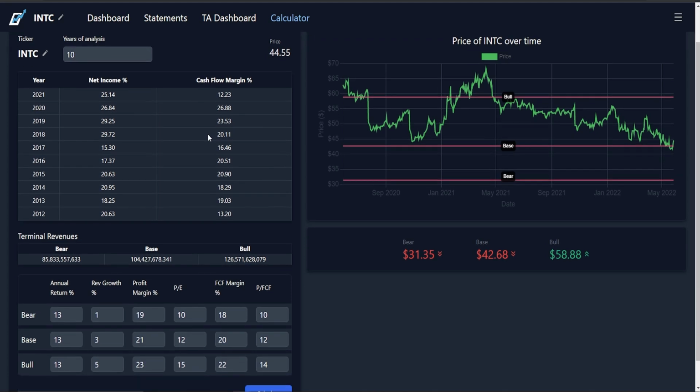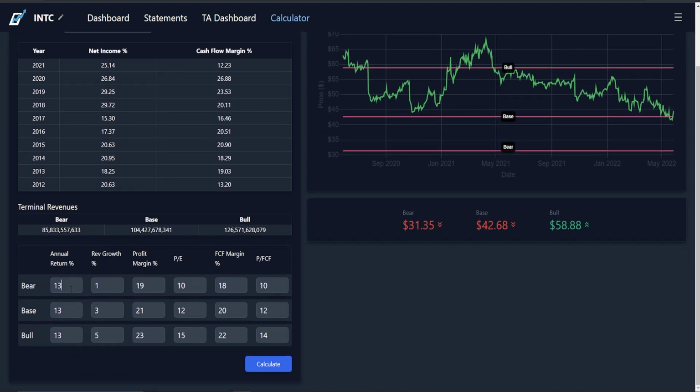So I like to do anywhere above a 10% return for my required rate of return because I could just buy the S&P 500 and get 10.5 over long periods of time. So I might as well get more if I'm getting more risk with an individual stock. So I gave them 1% revenue growth on the low end. I have three scenarios: a bear case, a base case, and a bull case. A base case should be hit like 80% of the time. It's not one where you should be putting crazy ridiculous numbers in there.